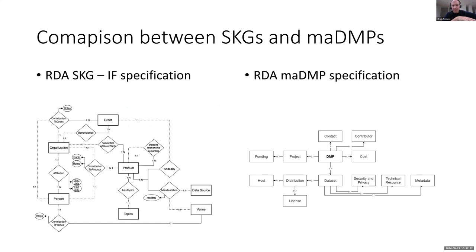And if you look at what we have in the maDMPs, we also talked about the projects, funding, costs, contact for DMPs, data sets. So the terminology is not exactly the same, but you can see at first glance that there are many overlaps. And maybe as a community, we have to take the standardization even a bit further and say, okay, if we see that information in SKGs and maDMPs is similar, let's talk about it in the same way, and then we can have higher reuse of information.